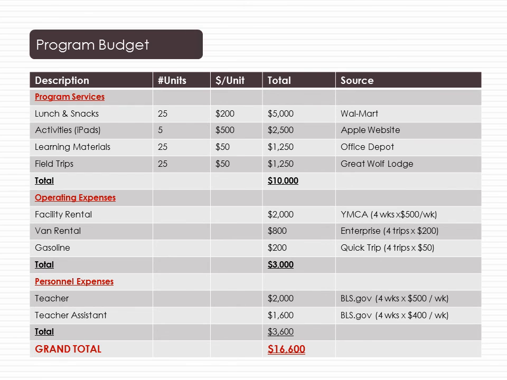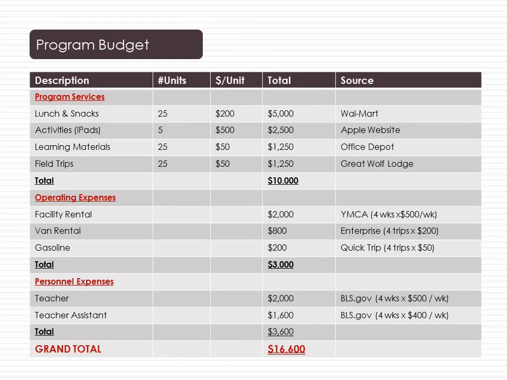Same thing for activities, the iPads, for example. We're not going to be able to buy 25 iPads, so we're going to buy 5 and have the students share. So you have 5 iPads at approximately $500 a piece, $2,500. And where did you get that information? The Apple website. So you can read the rest of this budget just to see how it is laid out.